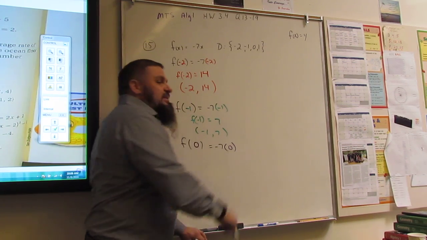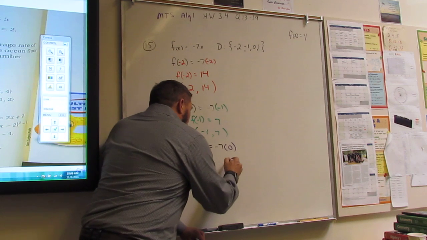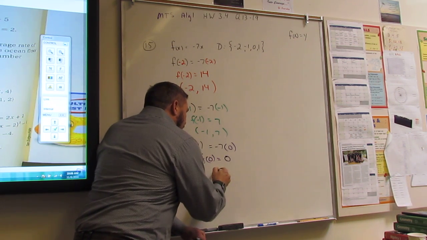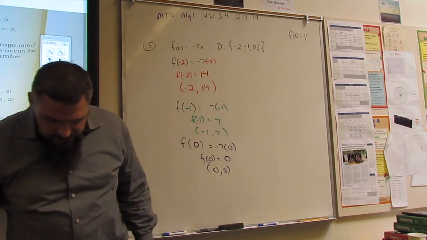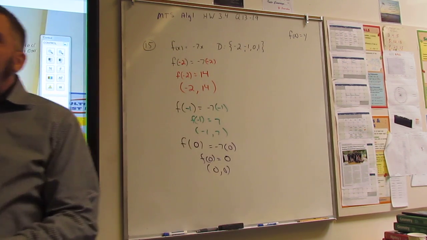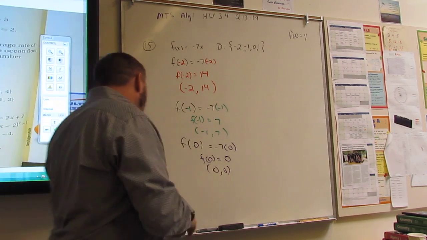Alright, what's negative 7 times 0? 0. All day, every day. F of 0 equals 0. So therefore, your coordinate is 0, 0. Okay? So these are 2 different ways of graphing. We got one more. So another color. Let's go with blue.